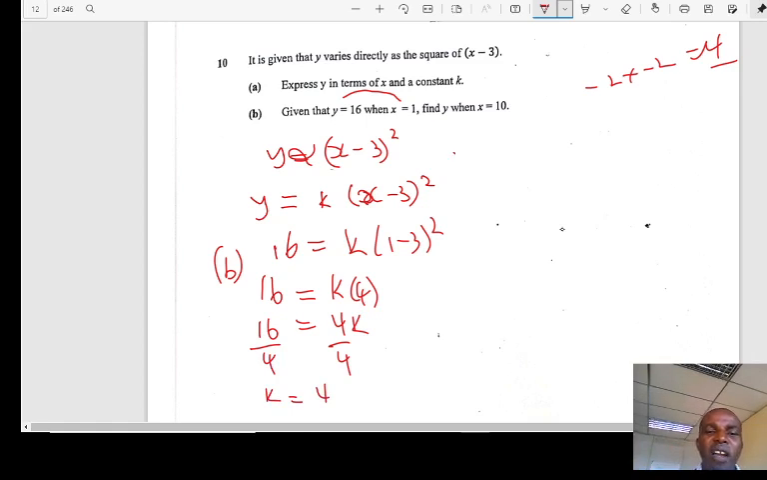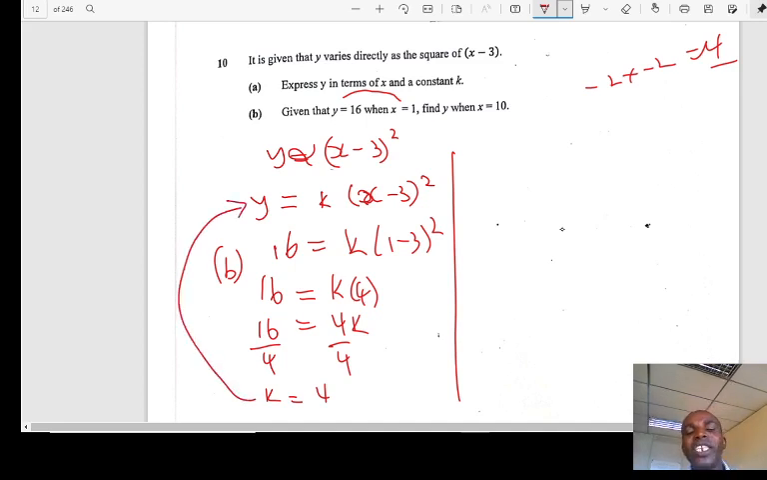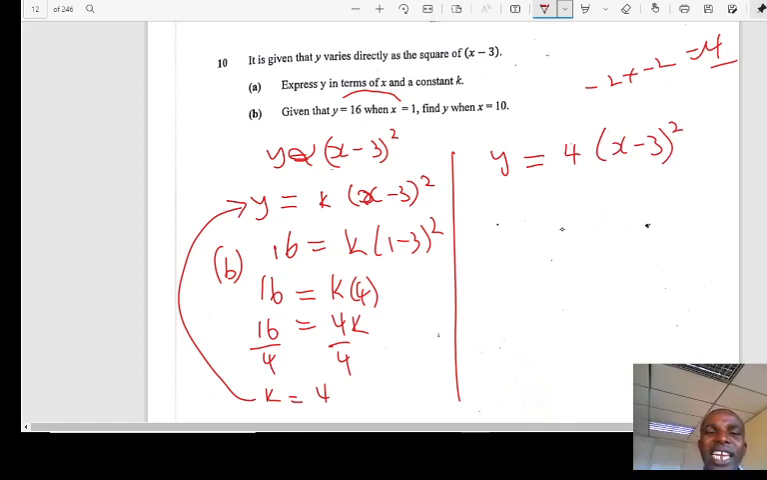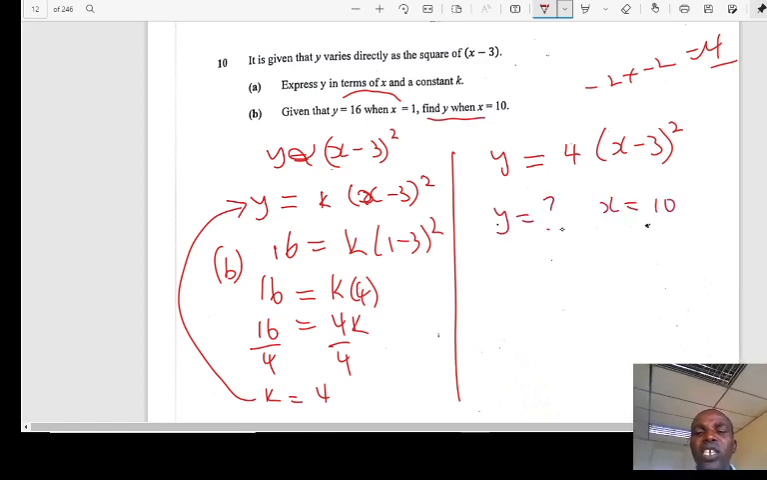Done. Then after that, you have to replace this value here to find the equation connecting y and x. So it will be y is equal to, where there is k, you put 4. Then x minus 3 squared, like this. So that's the equation connecting y and x. Then after that, our question is saying, find y when x is equal to 10. So put 10 where there's x.